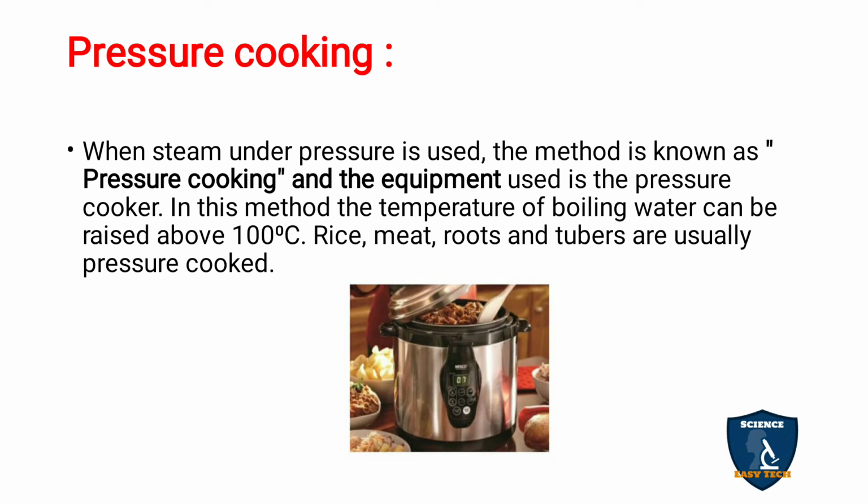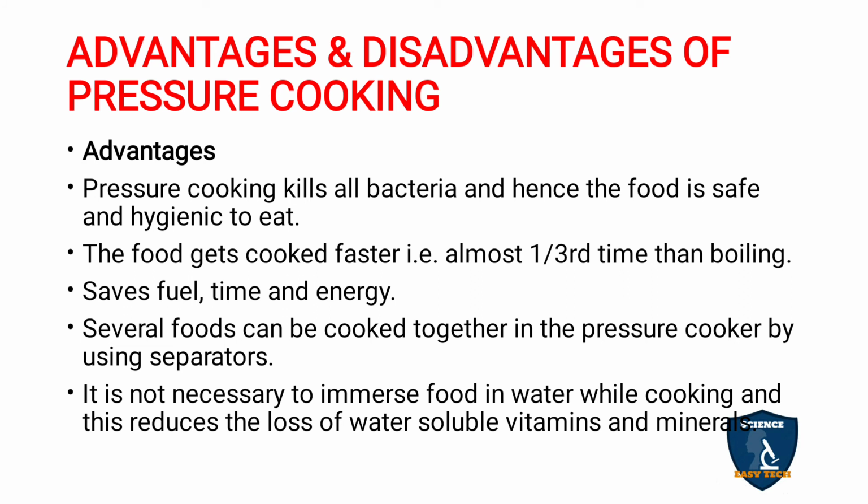In this method, the temperature of the boiling point can be raised above 100 degrees centigrade. So the temperature is increased to more than 100 degrees centigrade. Rice, meat, roots and tubers are usually pressure cooked. Roots, that is potatoes, tapioca, sweet potatoes and all, and tubers can be cooked by means of a pressure cooker or pressure cooking.